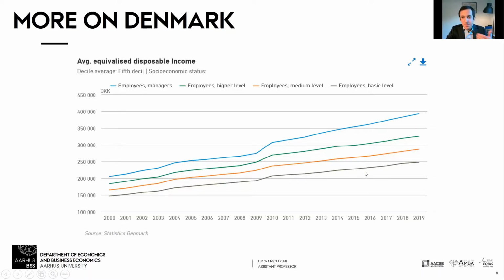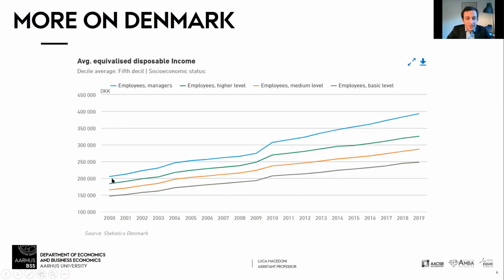So this is not surprising. The managers earn the most, then high-level earn a little less, medium level earn less, and the basic level earn the least. What's also interesting is that you can see that the income has been generally increasing for the four types of workers reported here, and there's some change happening during the Great Recession.